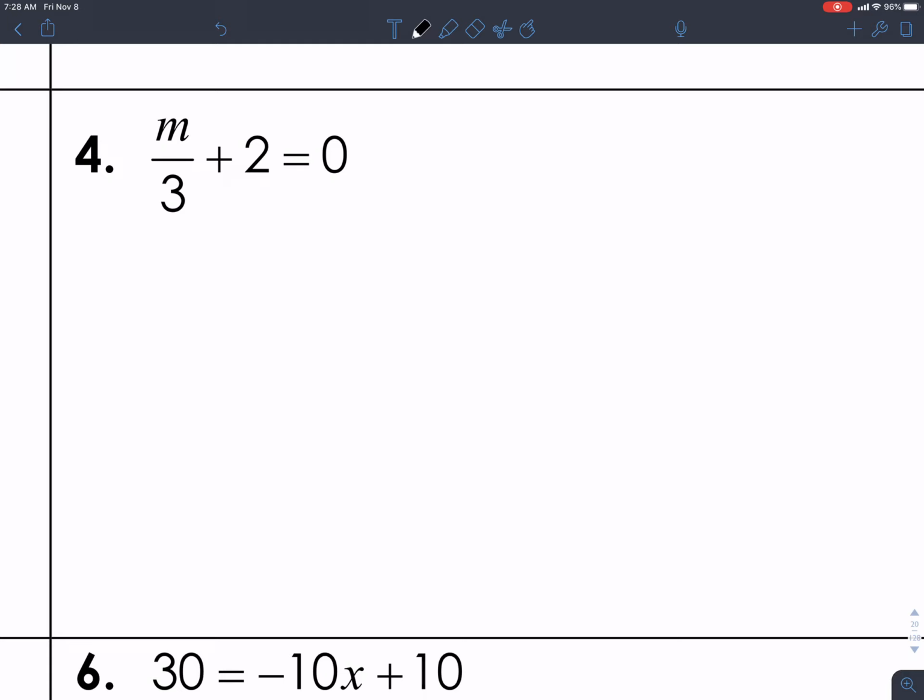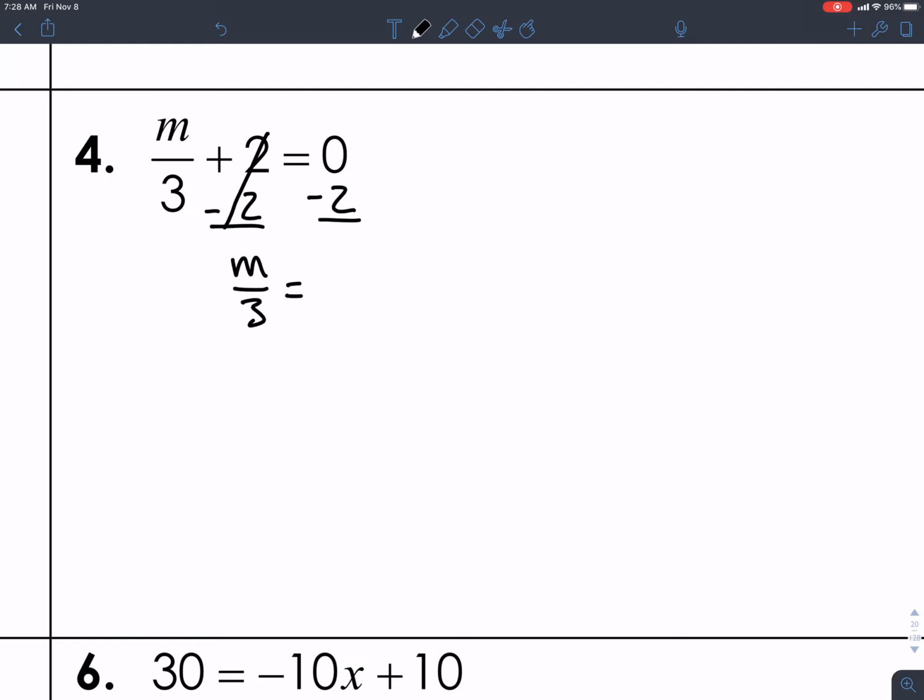How do we get rid of a positive 2 or a plus 2? What's the opposite of plus? Minus. So we're going to subtract 2, subtract 2. Positive 2 and negative 2 cancel. That's 0. I bring down everything else. M divided by 3 is equal to, remember the equal sign stays centered. They come straight down. 0 minus 2, this might confuse you.